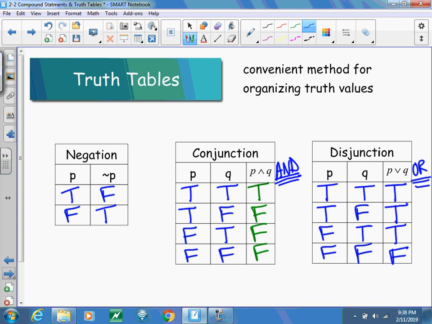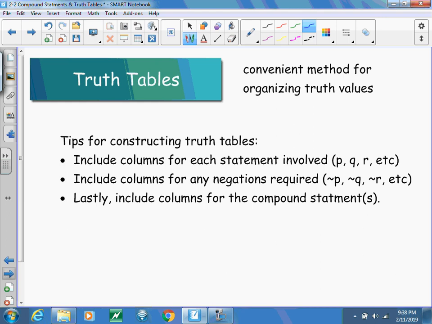Now we're going to expand these truth tables, and as you do this, a couple tips for you. Number one, you want to make sure that you include columns for each statement. We were looking at examples of having two statements, P and Q, but there's a chance you could have additional ones. Then you want to include any columns for any negations that might exist. And then lastly, you are going to include columns for the compound statements.